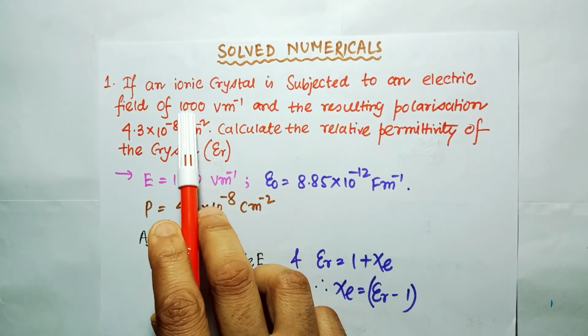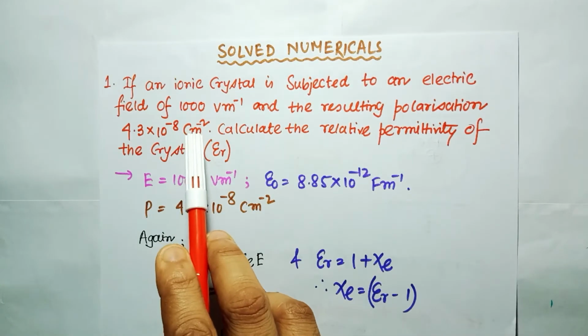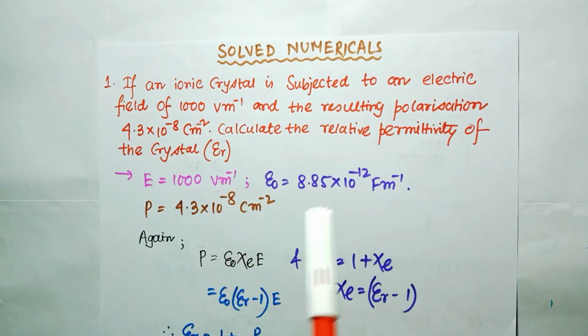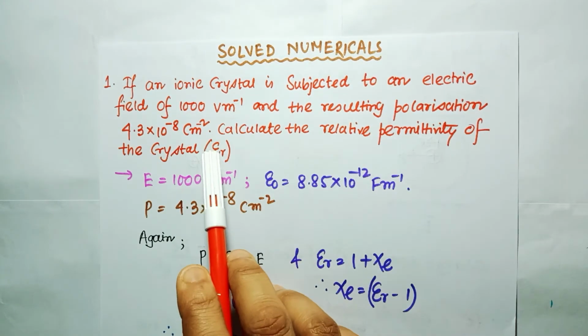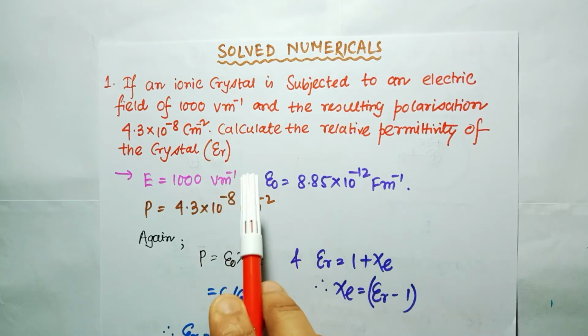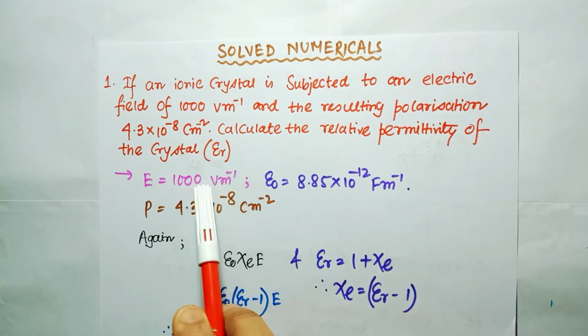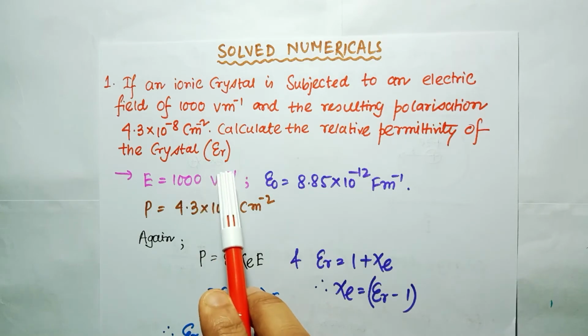It is stated that if an ionic crystal is subjected to an electric field of 1000 volt per meter and the resulting polarization is 4.3 times 10 to the minus 8 coulomb per meter square, I need to calculate the relative permittivity or the dielectric constant of the crystal. So I need to find the value of epsilon R.